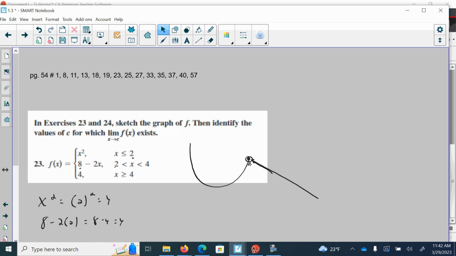Yes? How can it eliminate the point on the graph? Because it says x approaches. It is a normal point on the graph. Okay, so the limit doesn't have to. Oh, okay.